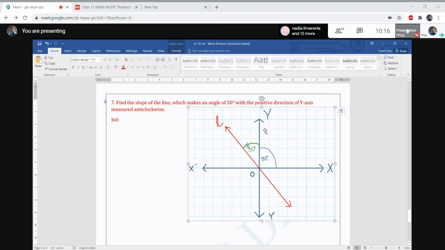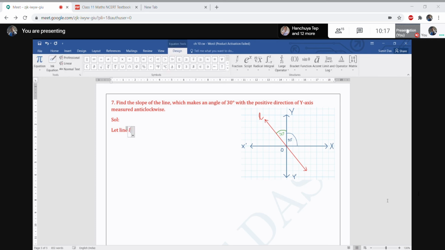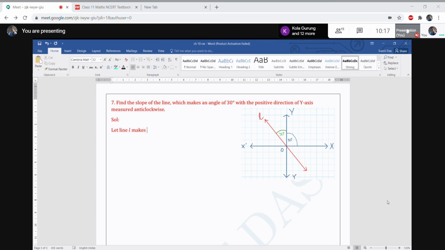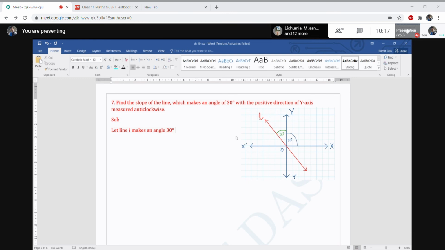So if it is making 30 degrees with the positive y-axis, what will this line L make with the x-axis? Can anyone tell me how much angle line L makes with the positive x-axis? Let line L make an angle of 30 degrees with the positive y-axis.